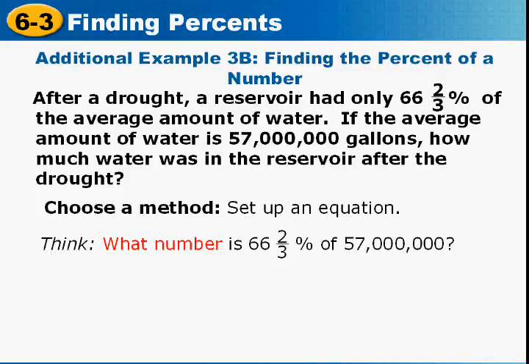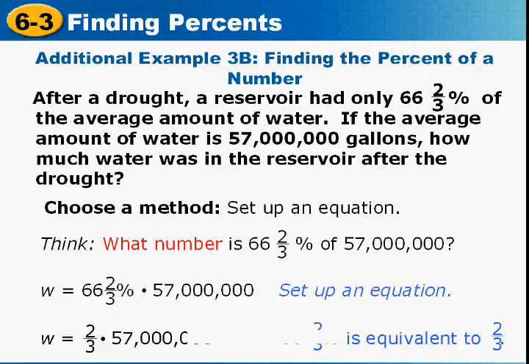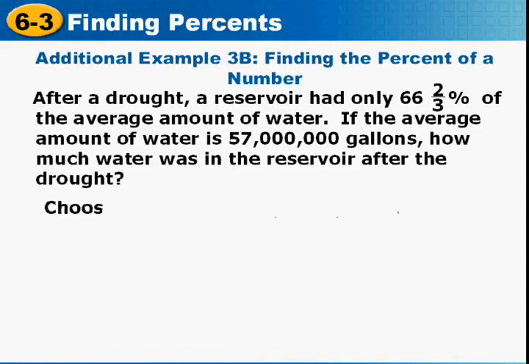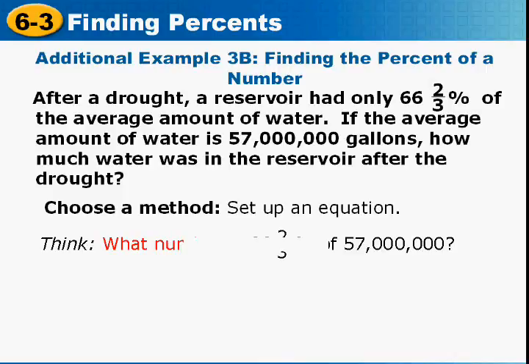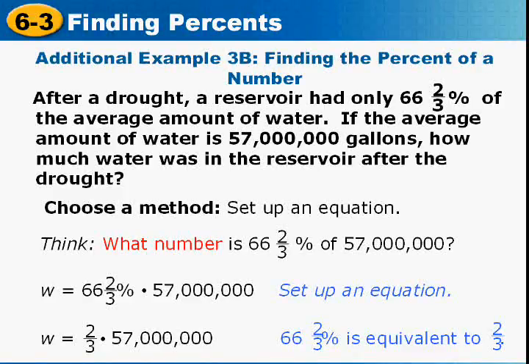So I'm looking for the number that is that. What number, W, is 66 2/3% of 57 million? I'm going to take the 66 2/3 and multiply by 57 million.